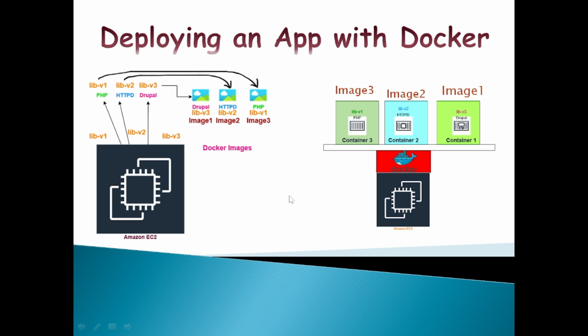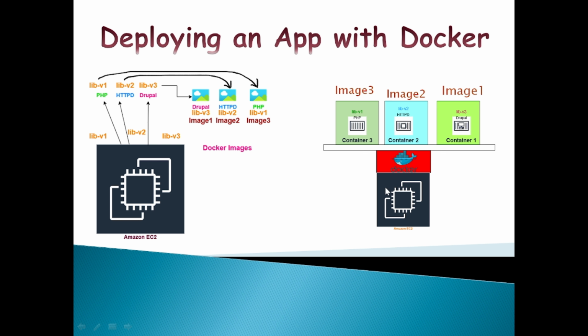So here, as you can see, instead of installing these three packages directly on our EC2 instance, what we are trying to do is create an object called a Docker image. This image is a single file that is going to comprise our main application package plus all of its dependencies and libraries together. So here, as you can see, we have created three different Docker images, one for Drupal, one for HTTPD and one for PHP. And then this image one is going to be used to create this container one on our EC2 instance.